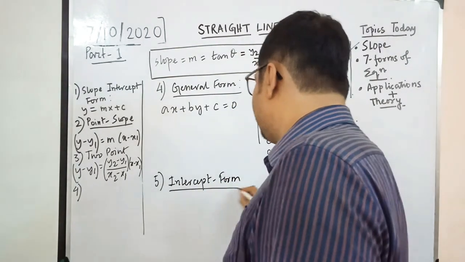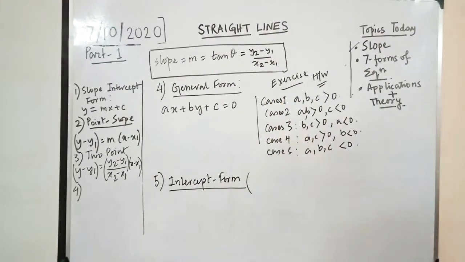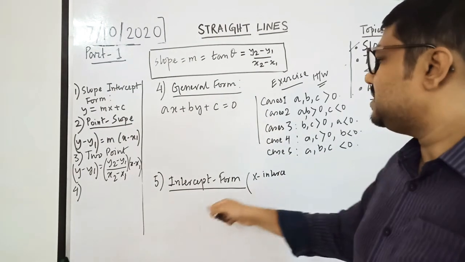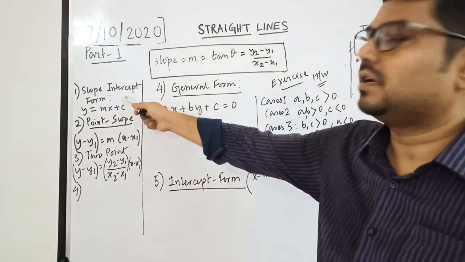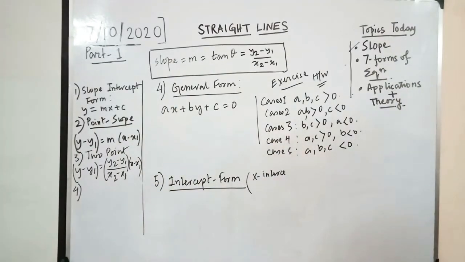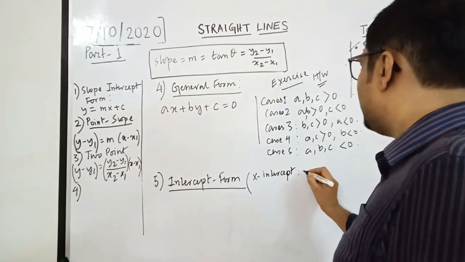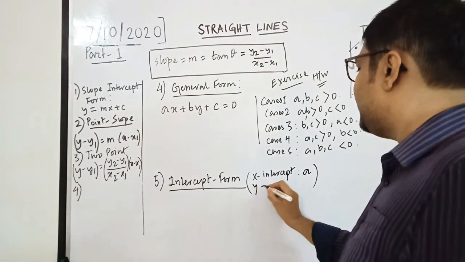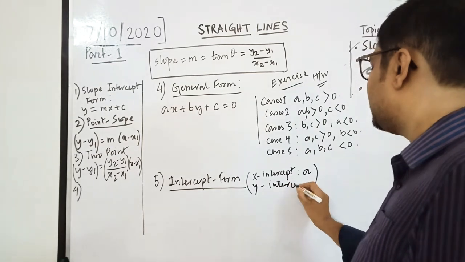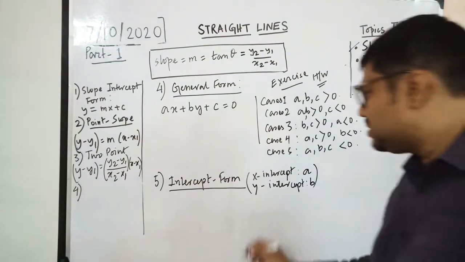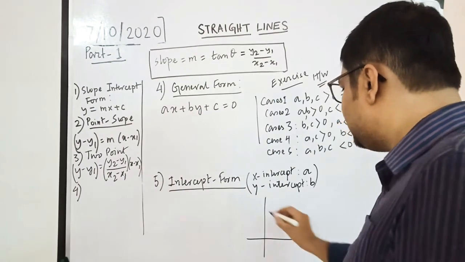So in intercept form, as the name suggests, what I told you before, that always two things are given. So here what is given? X-intercept is given. Previously we have seen the word intercept over here, slope intercept form, and that was y-intercept, right? But now we get x-intercept and y-intercept both. So x-intercept a and y-intercept is also given, say b.